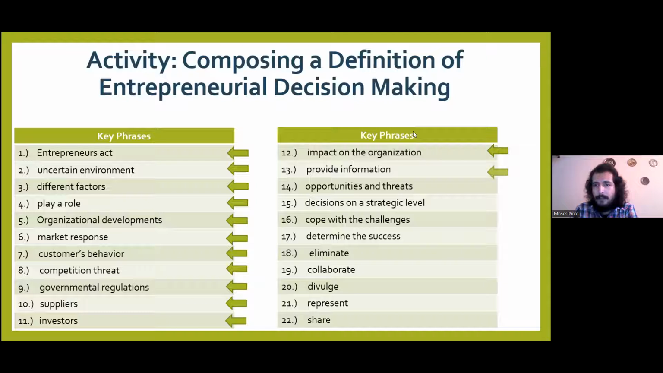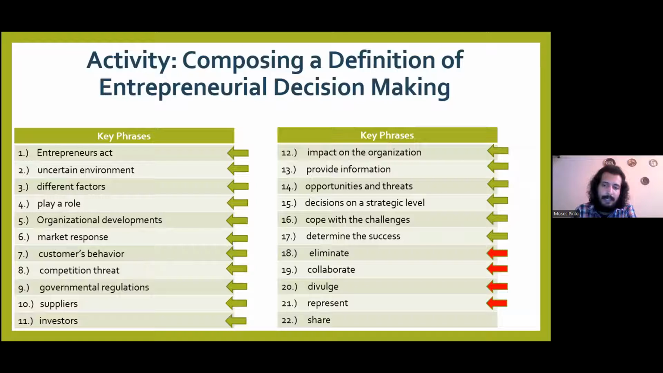Thereafter, we have opportunities and threats, also relevant. Decisions on a strategic level. Cope with the challenges. Determine the success. Now, if you thought that eliminate was important or relevant, that would not be correct. Collaborate, also not relevant. Divulge, not relevant to the definition. Represent, not relevant. And finally, share, not relevant.